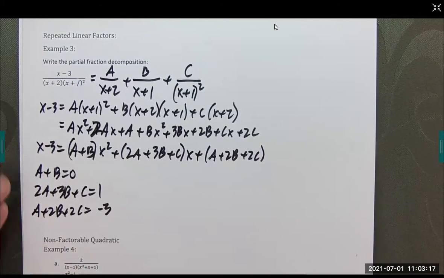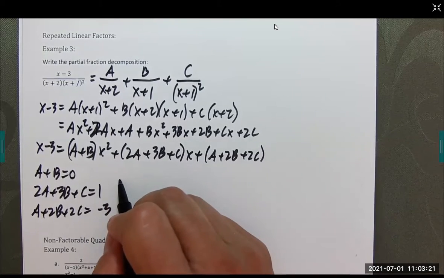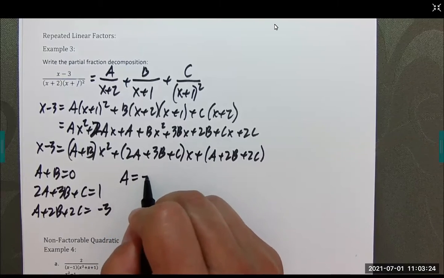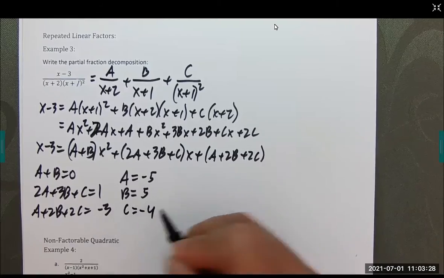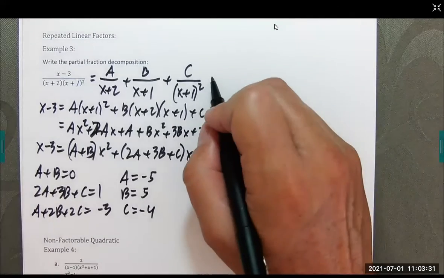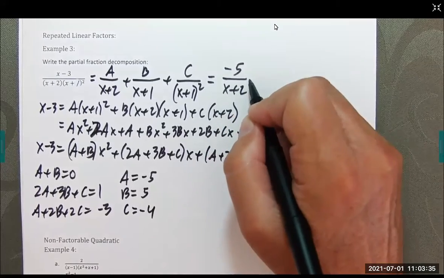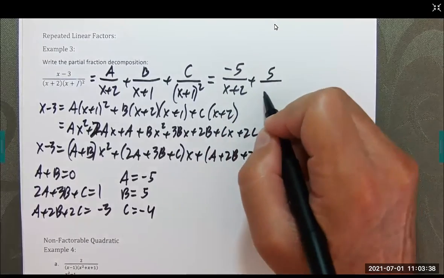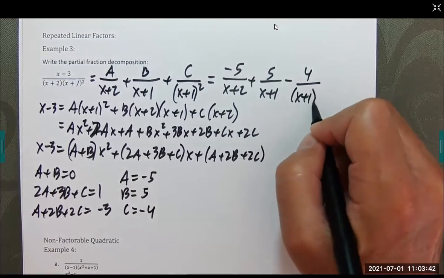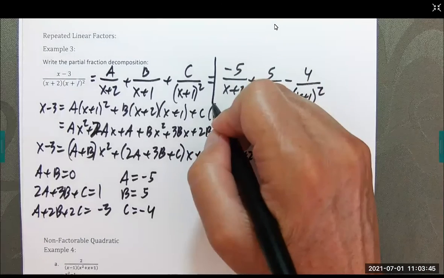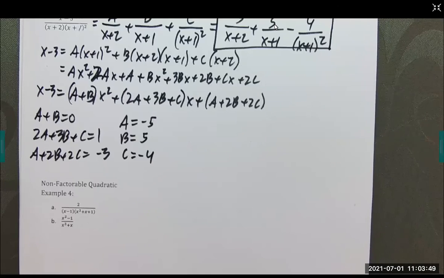I'm not going to waste time or space here working this out. When we solve this system, we get that a is -5, b is 5, and c is -4. So what we end up with is -5 over x plus 2 plus 5 over x plus 1 minus 4 over x plus 1 squared. Didn't mean to cut through that. Hopefully you can easily see that.